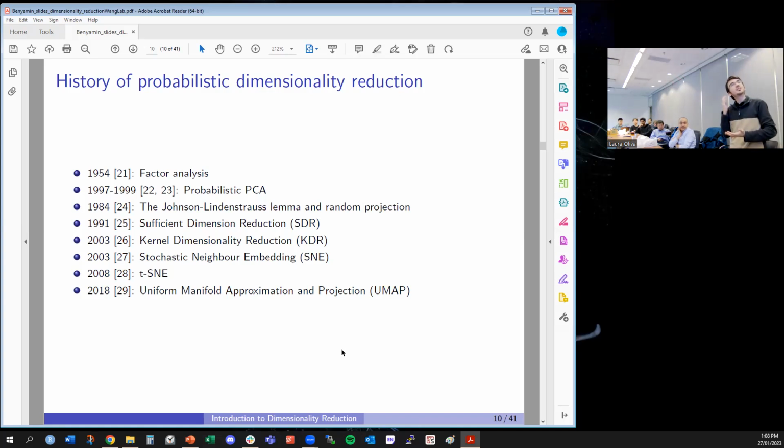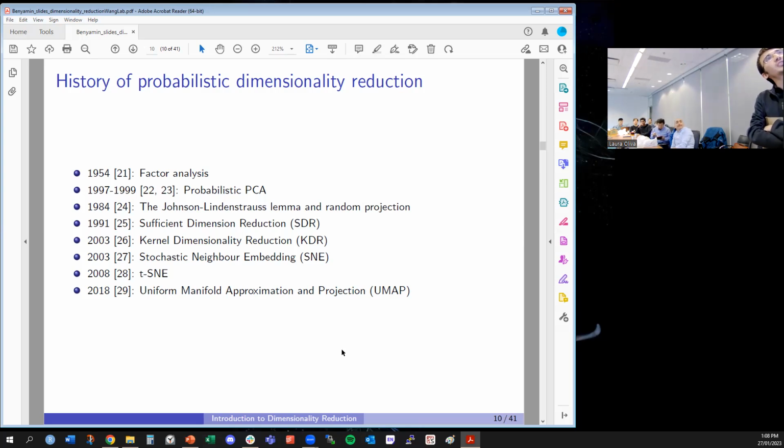Also, in 1991, sufficient dimension reduction was proposed. In statistics, they usually call dimensionality reduction dimension reduction. It's a convention. They use sufficient dimension reduction for regression. If you go to the regression area in statistics, you will see a lot of SDR. It says I want to find some linear projection, because you can consider linear regression as a linear projection, in a way that the information of the labels is preserved. Then kernel dimensionality reduction was proposed in 2003 as a special case of sufficient dimension reduction.